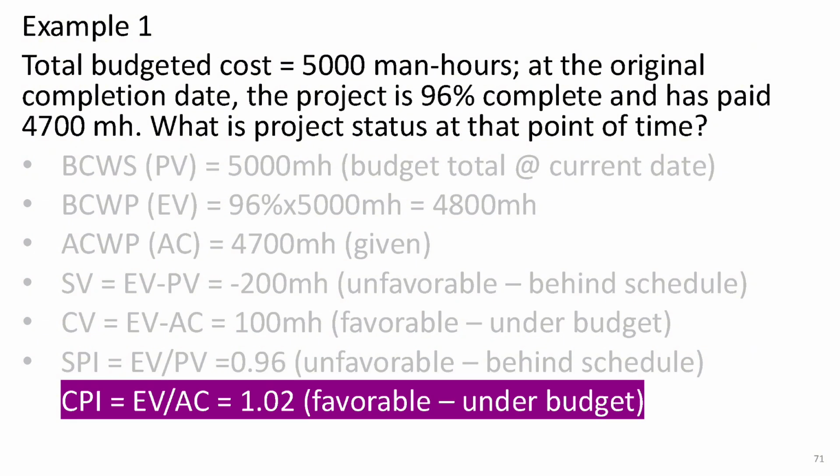To sum it up, the project is behind schedule by 200 man-hours, but is under budget by 100 man-hours. The schedule performance is unfavorable, but the cost performance is favorable. We need to catch up on the schedule while continuing to manage costs effectively.